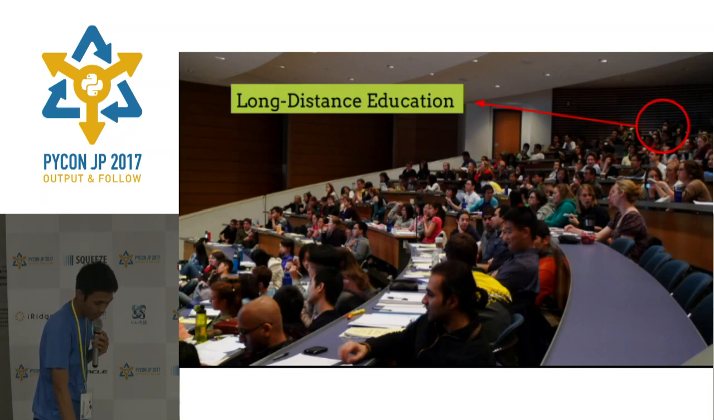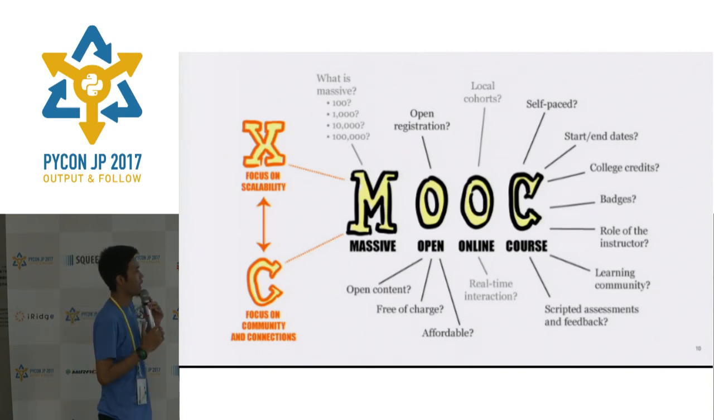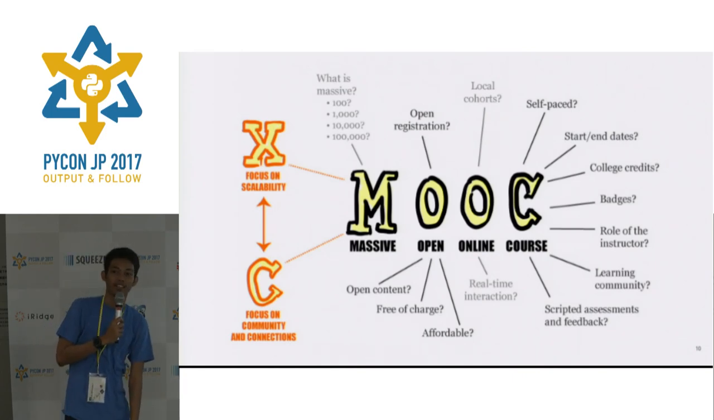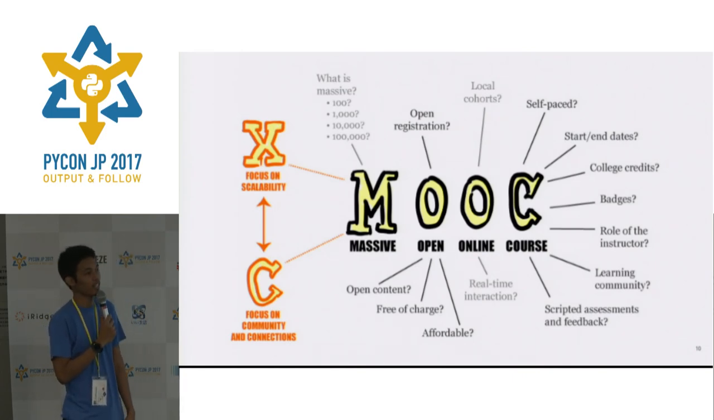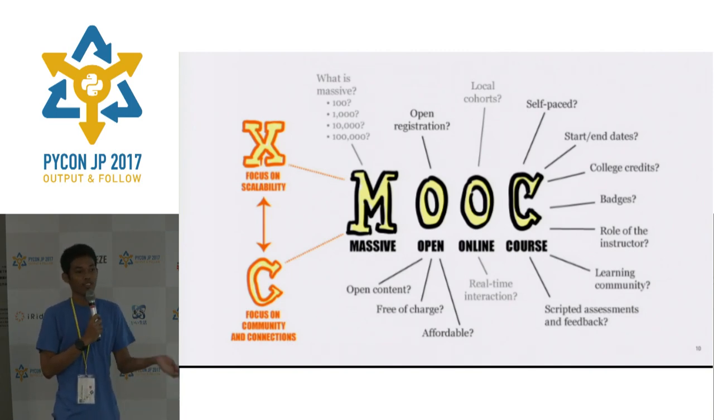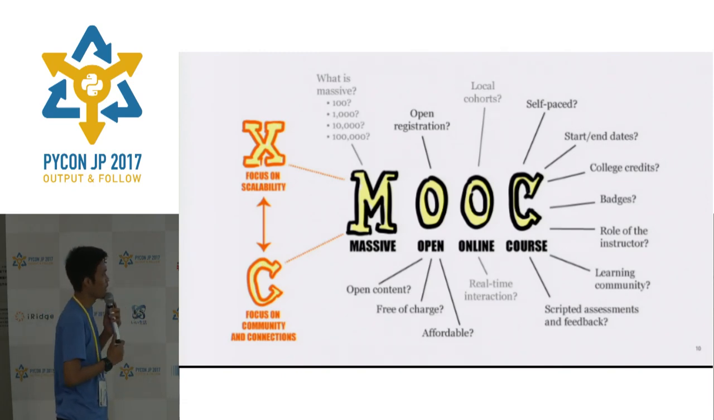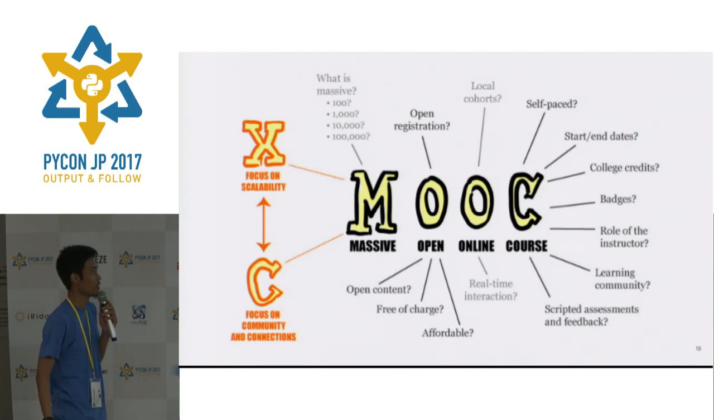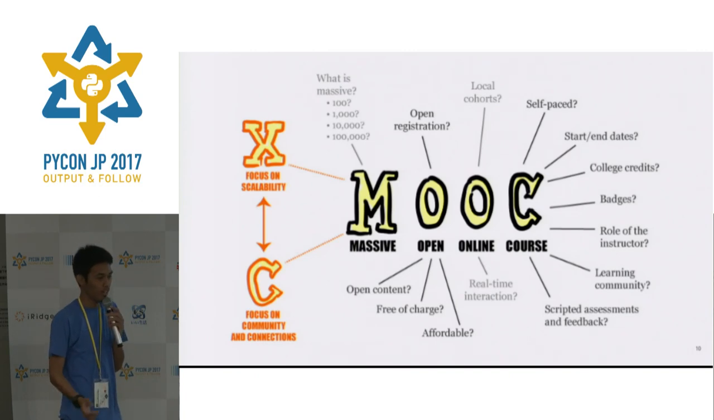But there is a solution invented by some people in the last few decades. It's what they call MOOC, a massive open online course. I think in Japan there are some massive open online courses like Tokyo Tech, and you know edX and Coursera. It's massive because more than 10,000 or even 1 million students can enroll in the course. It's also open for everyone and anywhere. And of course, it's online, and there is a course inside of it.